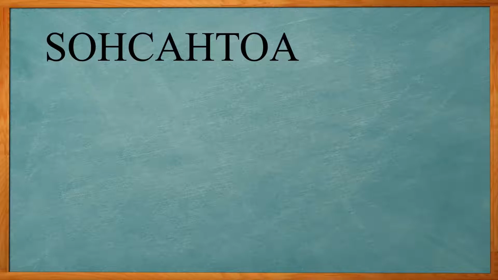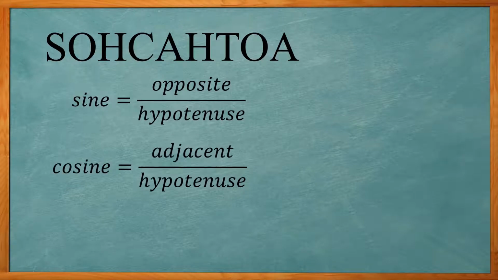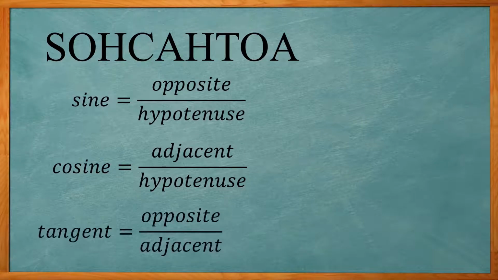So SOH stands for sine is equal to opposite over hypotenuse. CAH is for cosine is equal to adjacent over hypotenuse. And the TOA is for tangent is equal to opposite over adjacent.